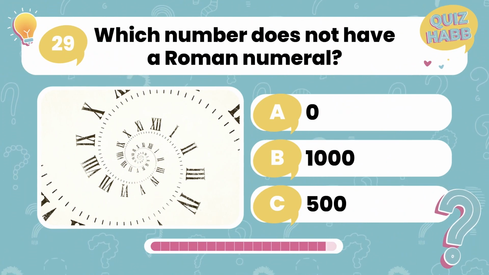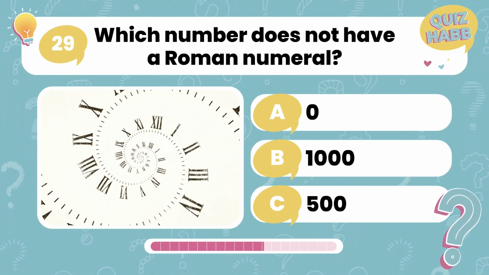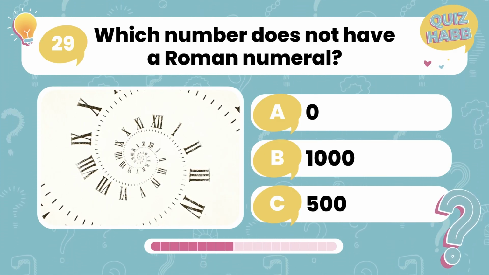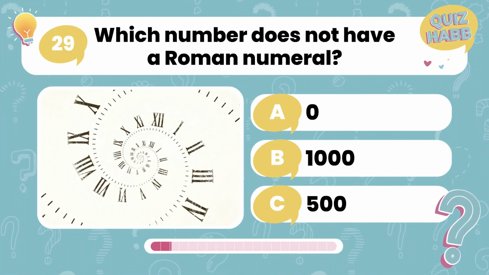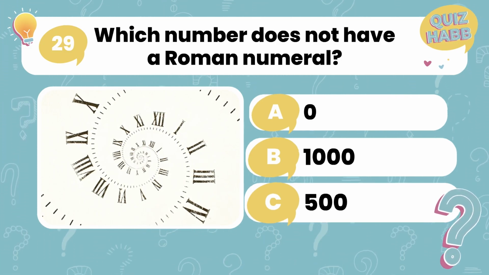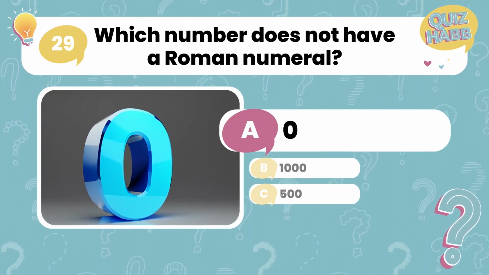Which number does not have a Roman numeral? A. 0, B. 1000, C. 500. Correct answer, 0. So Romans had no concept of 0 in their numeral system.